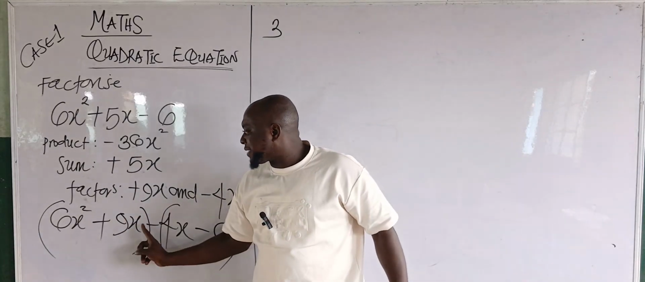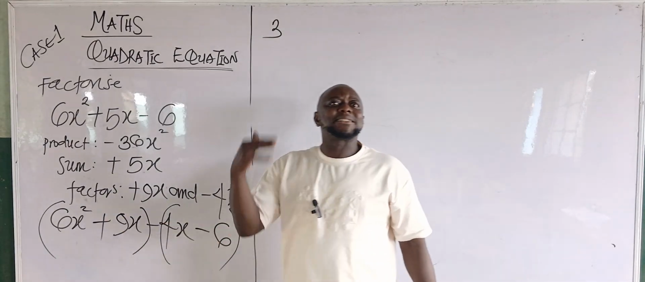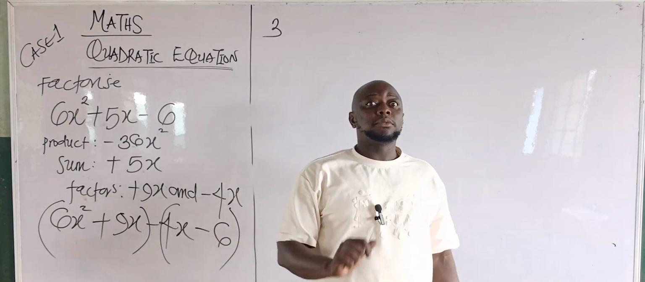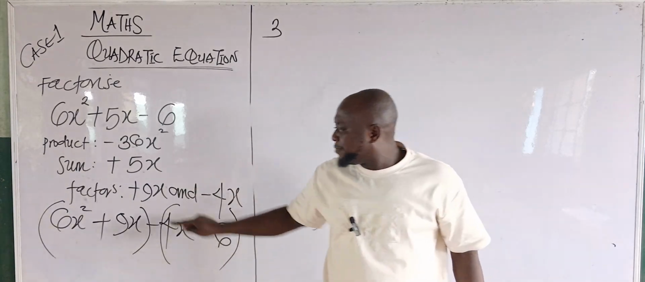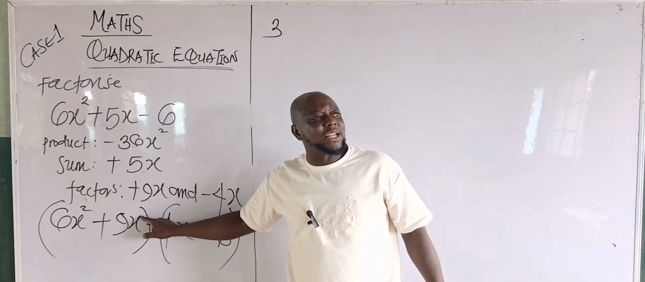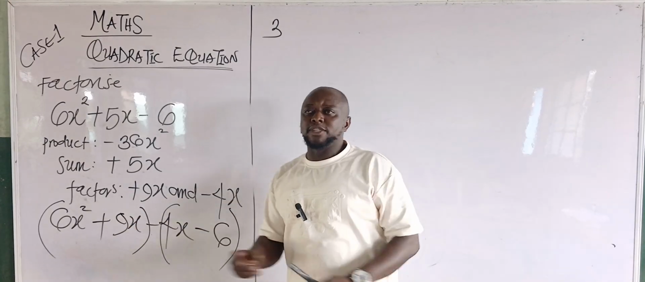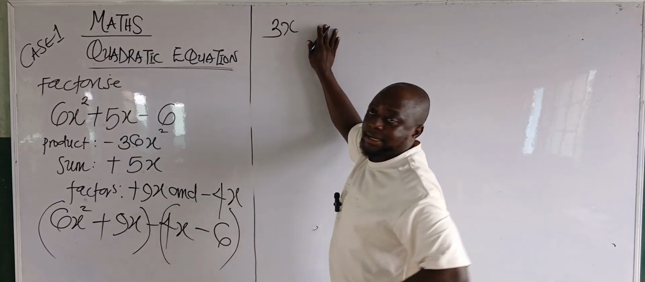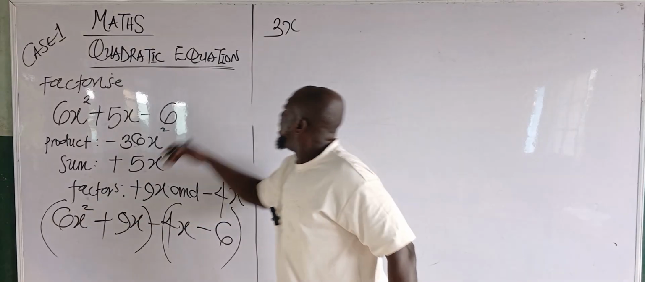Next, I will check again. What is also common here? Observe that there is x here and there is x here. That means x is in both places. It's common. So what do I do now? I will pick the smallest power of x. The smallest power of x here is 1. 2 is bigger than this one. So I will put it here. I will attach it to this one. So this is what is common in this bracket.